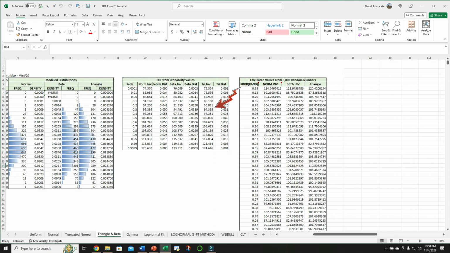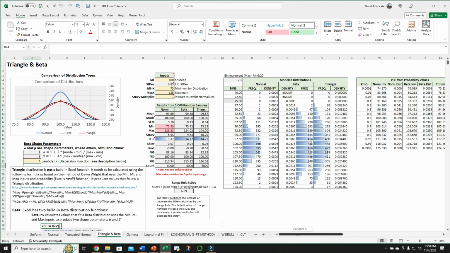Here we calculate again the distributions, the values and the densities for different probabilities. That's what is being charted over on the left. And here are some frequency and density distributions based on the 5,000 samples. So with that said, let's play around with this a bit. So the first thing we can do is we can change the lambdas on the beta distribution. So instead of 4, let's change this to 10.